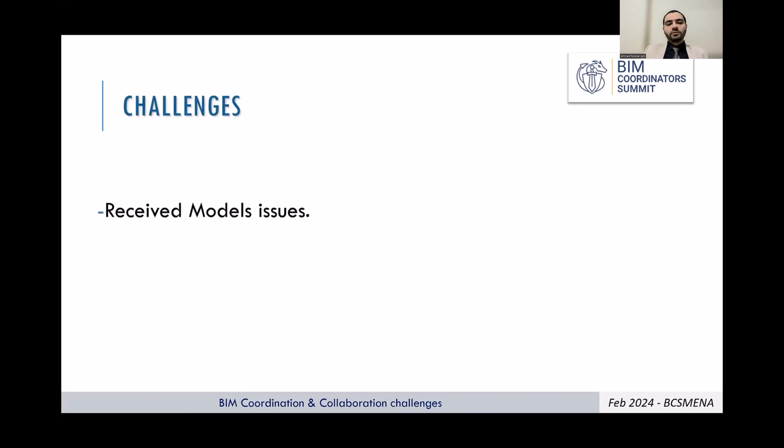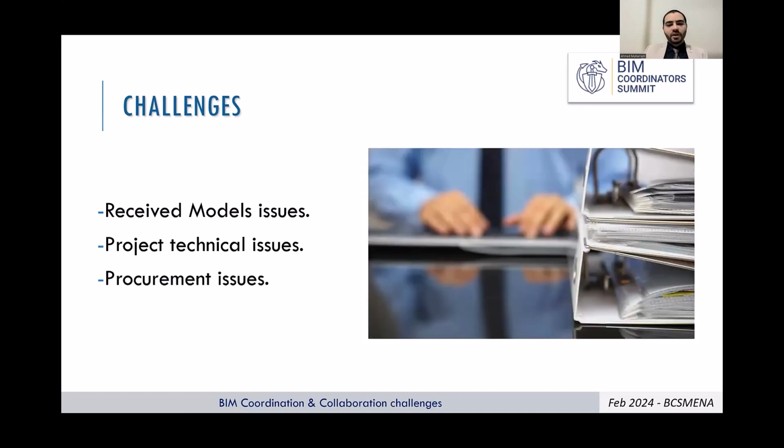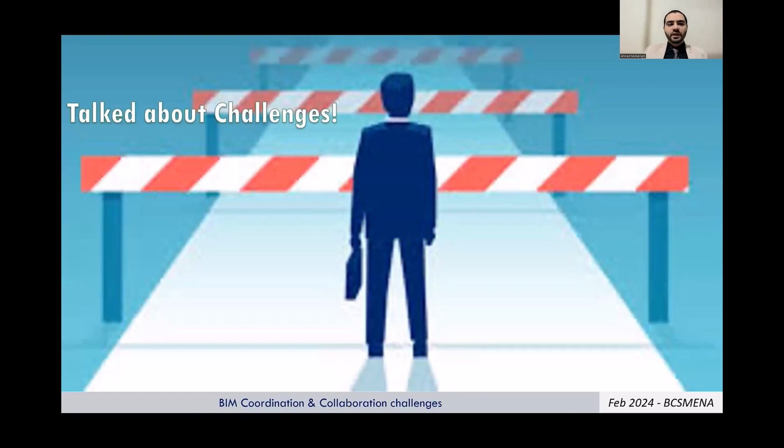We have also the received models issues. When we receive the design models and check them, we are facing a lot of issues related to quality and to federation strategies, and how the models were started and created at the start of the project and how they are coordinated. These are all challenges you have to check. Also, project technical issues we will talk about, and procurement issues. Procurement is very related to construction. You have to procure materials and equipment, and it's related to your BIM model, how you will integrate this procurement into your BIM models and construction BIM models.